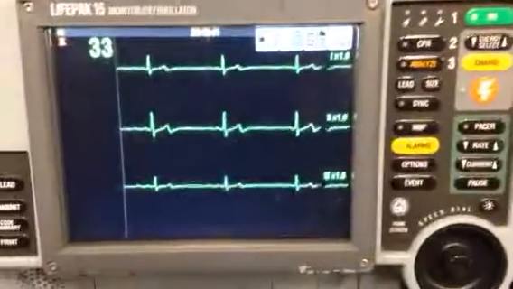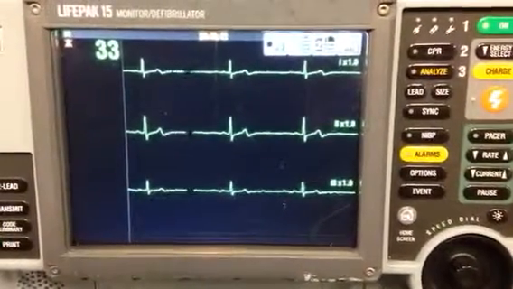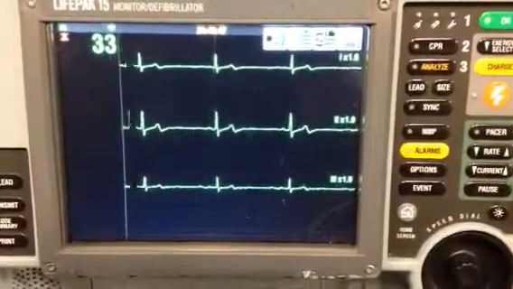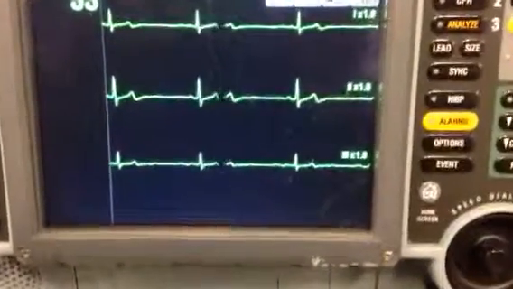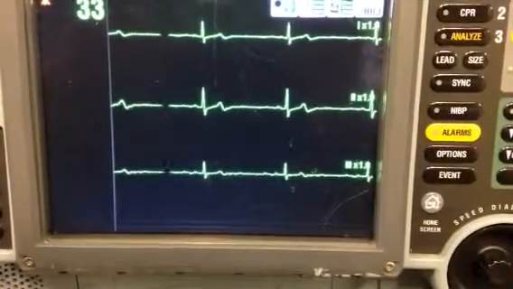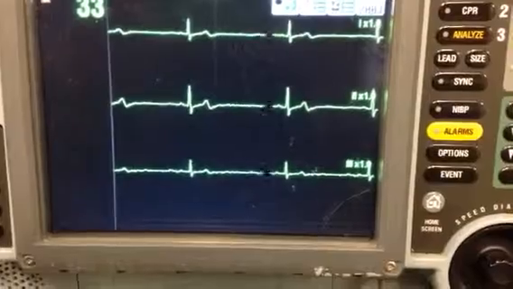You'll notice on the Life-Pak 15 monitor, in the upper left hand corner where the heart rate is displayed, the rate is a rate of 33. And as for the rolling rhythm strip, you'll notice that it is pacing roughly at the same rate.